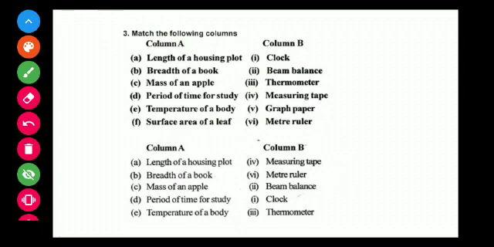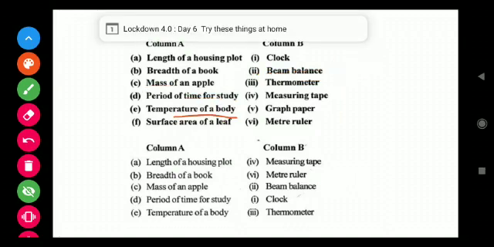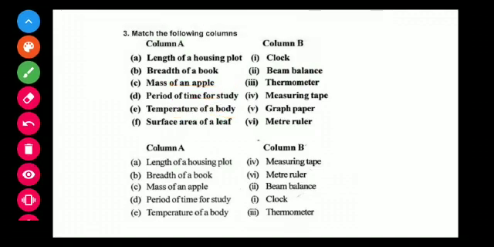Next is mass of an apple. To measure the mass of an apple, we use the beam balance. This is your answer. Period of time for a story, that is clock. This is your answer, period of time for a story.